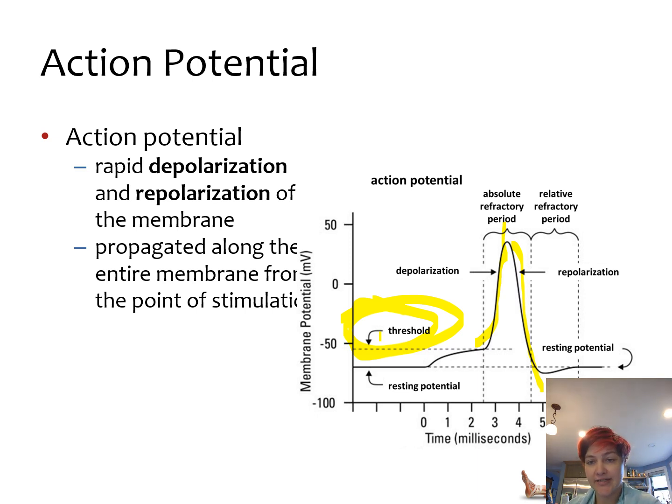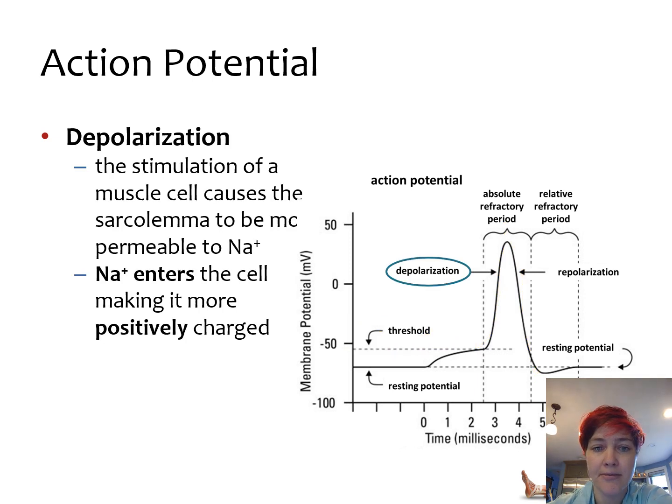Then you can see this relative refractory period. This is the refractory period in which you can get another action potential, but it's going to be much harder. So typically you need some kind of return to baseline before you can hit another action potential. We're going to talk about that in a little bit, I think.